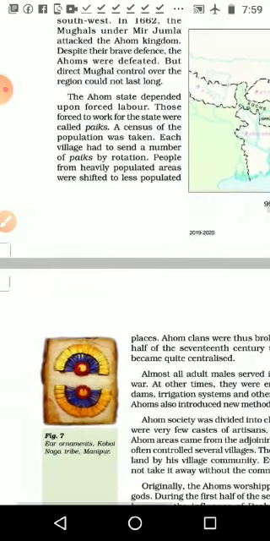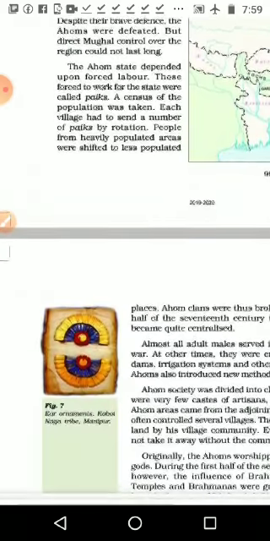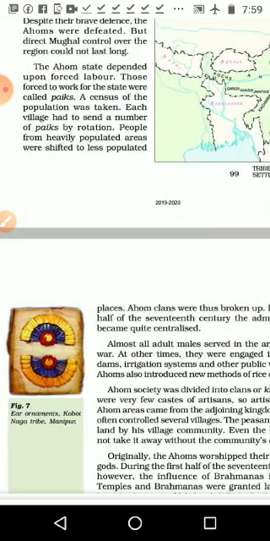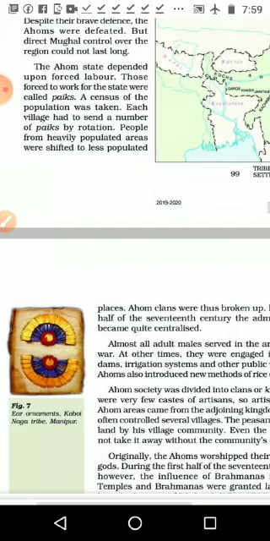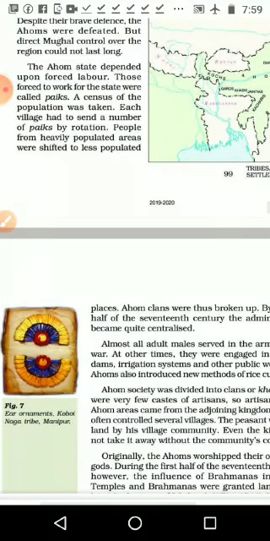The Aham state depended upon forced labor. They had that condition inside the community, forced labor. Those forced to work for the state were called paiks. The people who are doing the forced labor, that system in the Aham group was known as paiks. A census of the population was taken. Each village had to send a number of paiks by rotation.